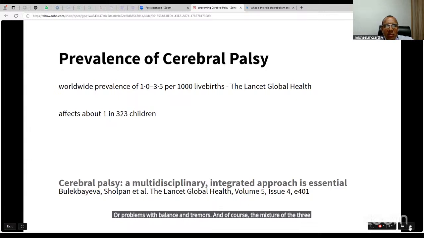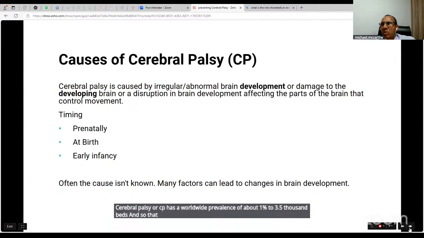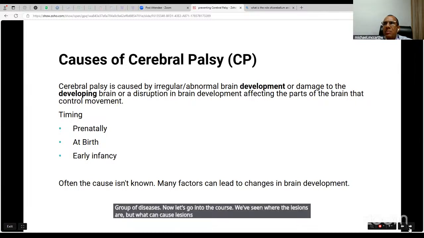Cerebral palsy or CP has a worldwide prevalence of about 1 to 3.5 per thousand births. And so that makes it quite a common group of motor lesion diseases. Now let's go into the causes. We've seen where the lesions are, but what can cause lesions in these anatomic spaces that we have mentioned?